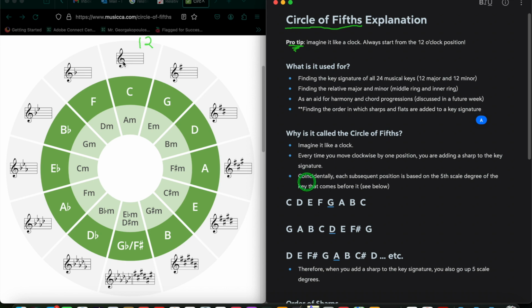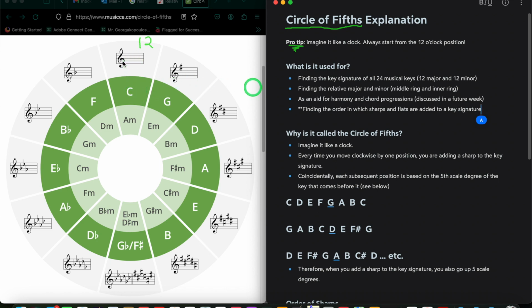And then, coincidentally, each subsequent position is based on the 5th scale degree of the key that comes before it, if you move clockwise, that is. So starting from the top.